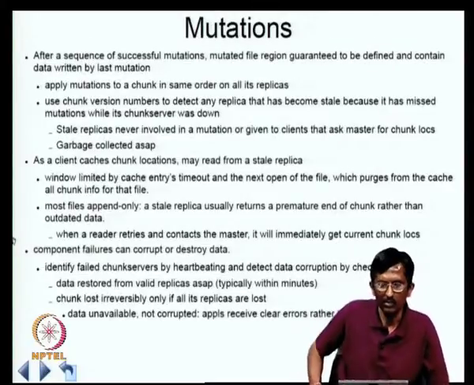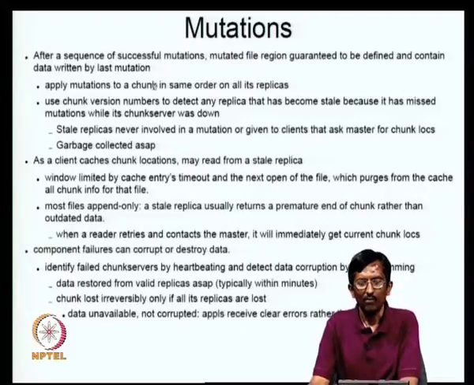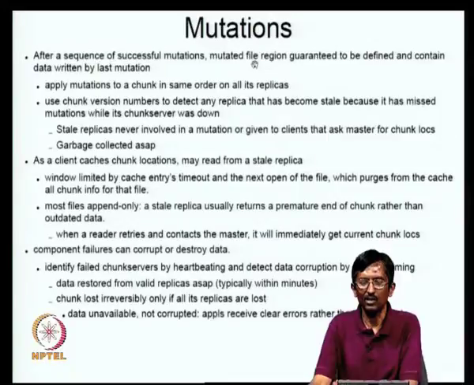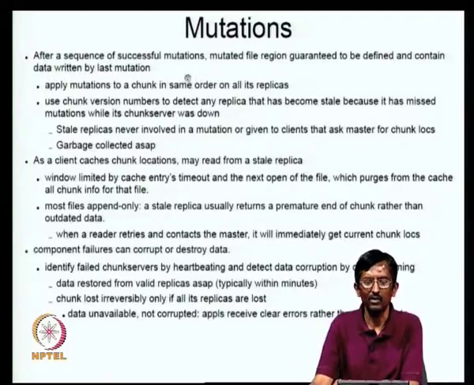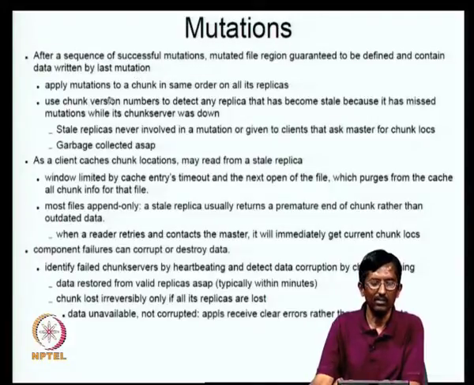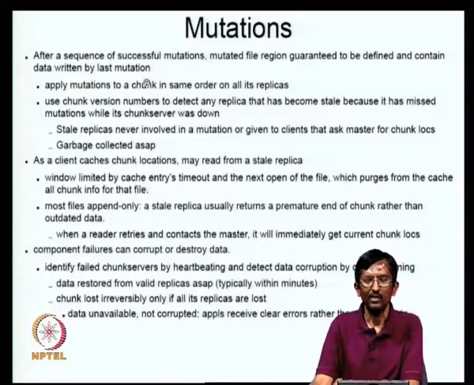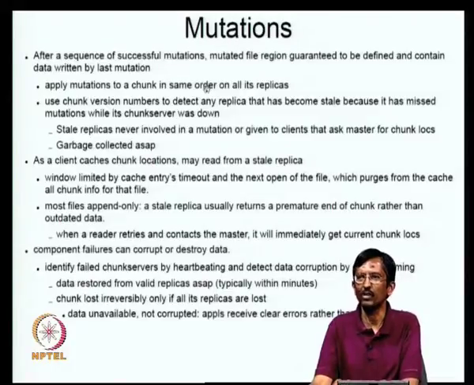So if you have many mutations, the mutated file region is guaranteed to be defined and contained and returned by the last mutation. So basically, what is the way this is guaranteed is by making sure that all the changes to a chunk are done in the same order on all its replicas. Okay. And that means that there is some kind of a primary and the primary decides order and everybody else follows the same order.